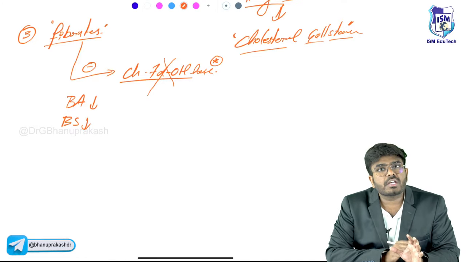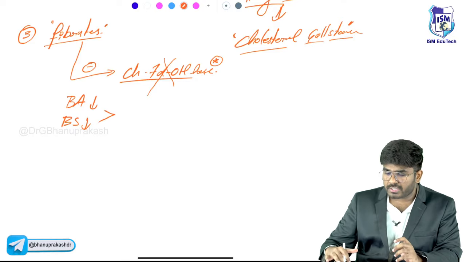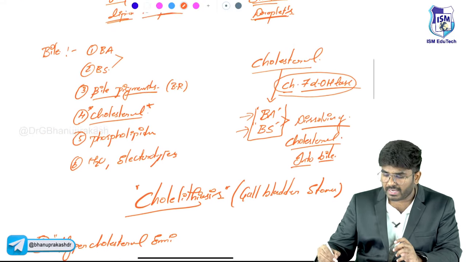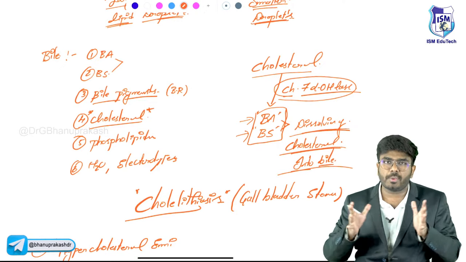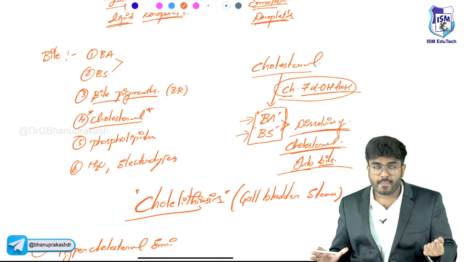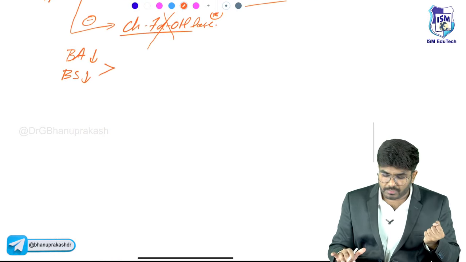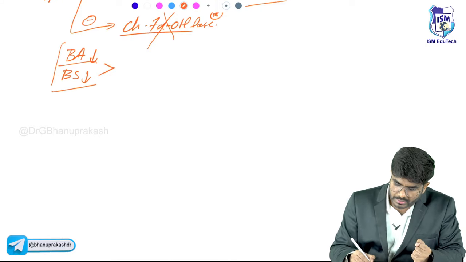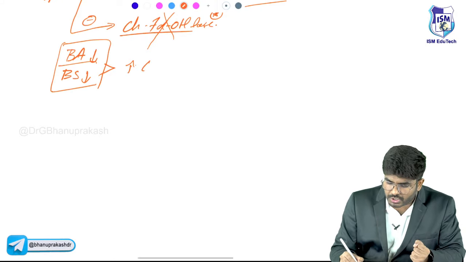When the bile acid and bile salt pool decreases, what happens? Do you think cholesterol will be kept in solubilized form? I have told you, bile acids and bile salts are very important to keep the cholesterol in soluble form in the bile. Where they are not there, the cholesterol will start to precipitate and form stones. So a decreased bile acid and bile salt pool increases cholesterol precipitation.